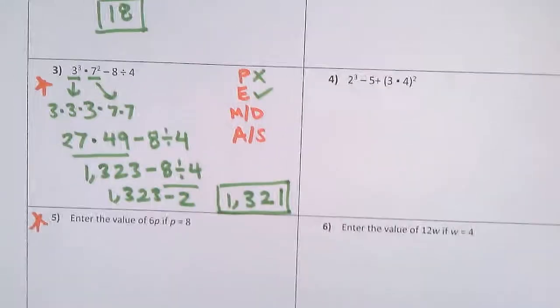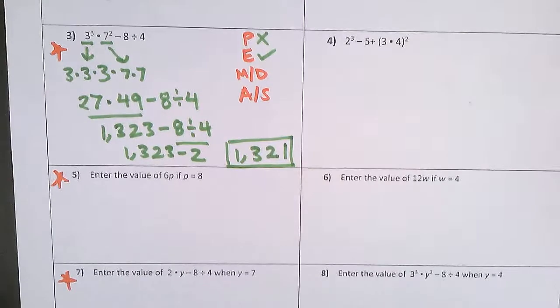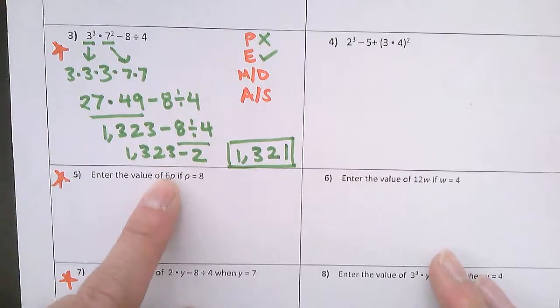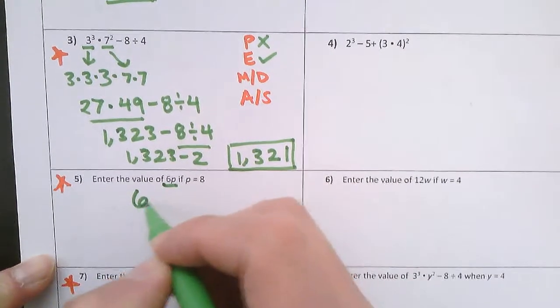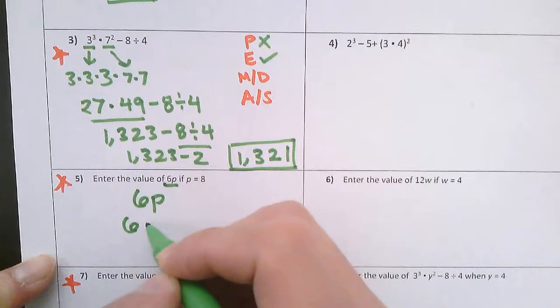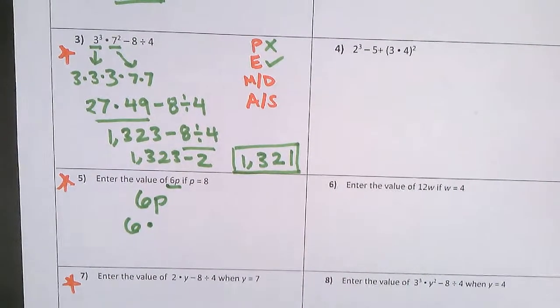Next problem. Number 5. Enter the value of 6p if p is equal to 8. So 6p is the same thing as 6 times p.